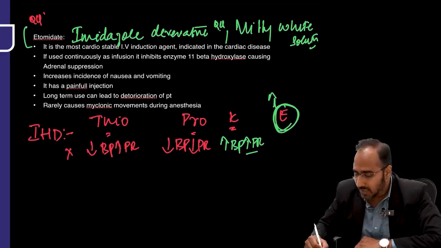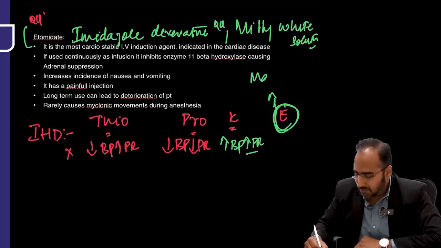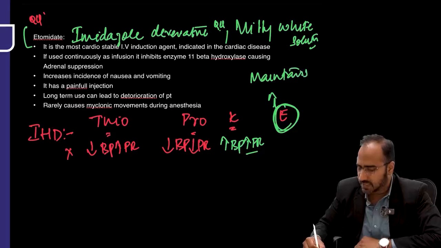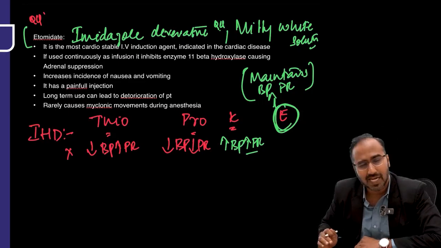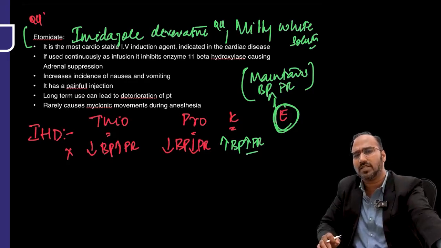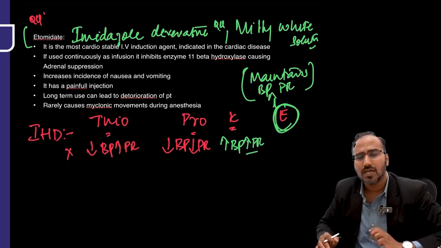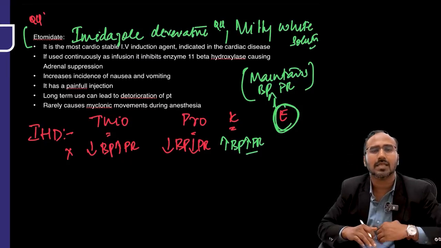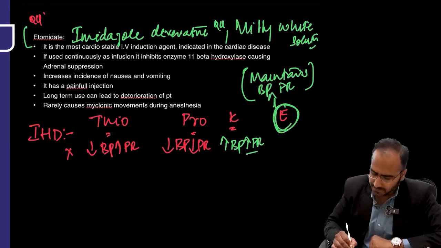Why? Because it neither increases the BP nor the pulse rate. It maintains the BP and pulse rate normally. Okay? So that's why etomidate is the most cardiostable IV induction agent. That is the only good point of etomidate. The bad points of etomidate start as you're giving the injection. It's a painful injection.